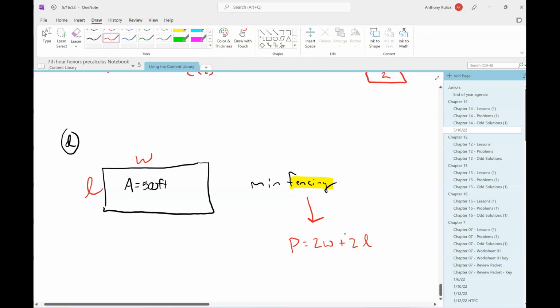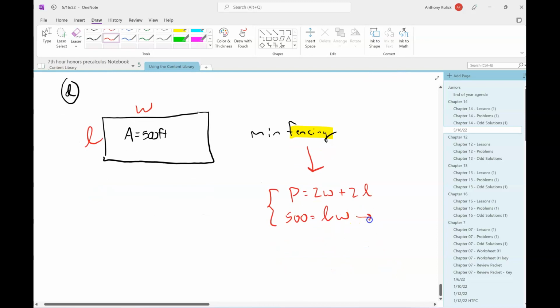Everybody's cool with that? And I know then the area is length times width. And that's got to form a system of two equations. Both those two things need to be true, right? So what I'm going to do is solve the area equation for either L or W. It doesn't matter. And then I'm going to plug that into my equation for perimeter.